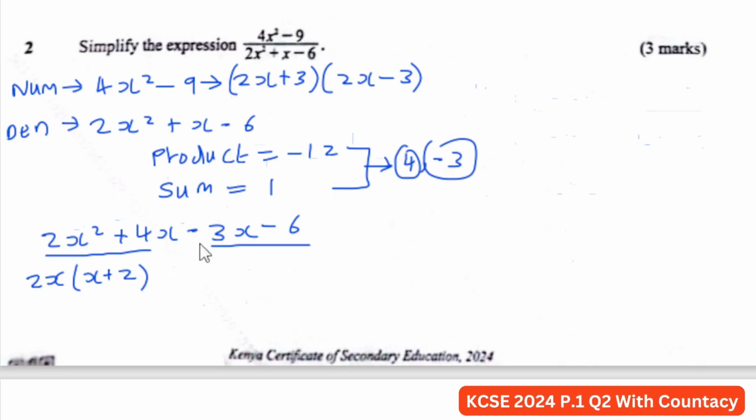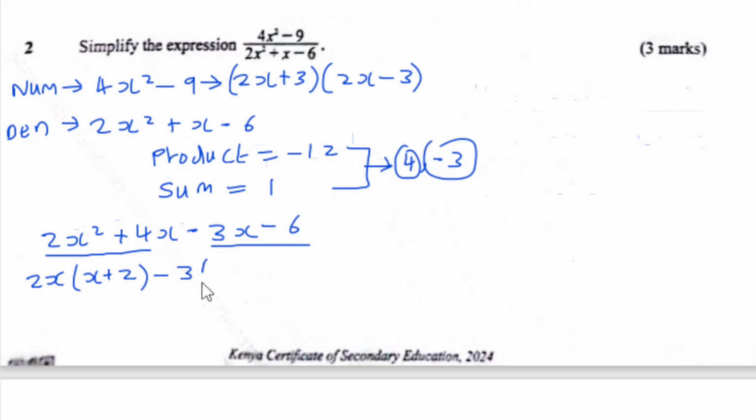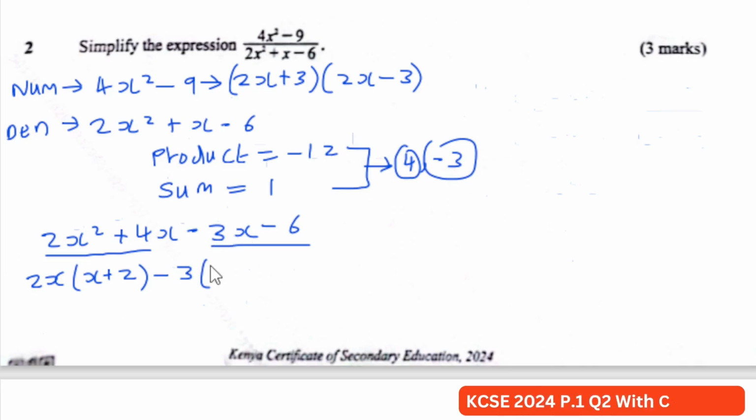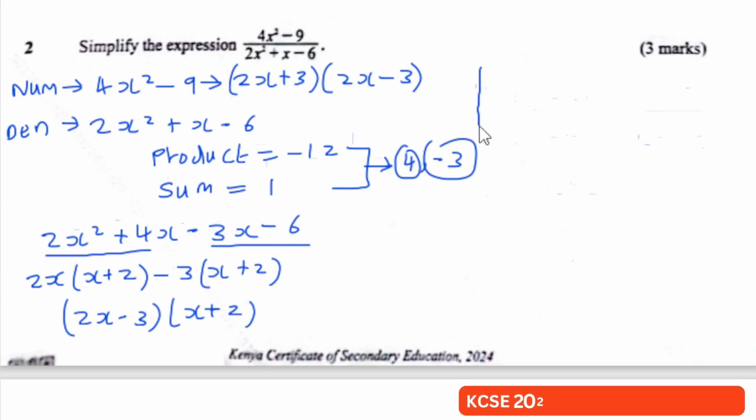We now go to the other terms. What is common here is definitely a negative 3. We factor it out. Once we factor it out, we get an x here, and here we get a plus 2. Finally, we can put these together. We have 2x minus 3 multiplied by x plus 2. So that is it for the denominator. There's nothing much that we can do beyond that.